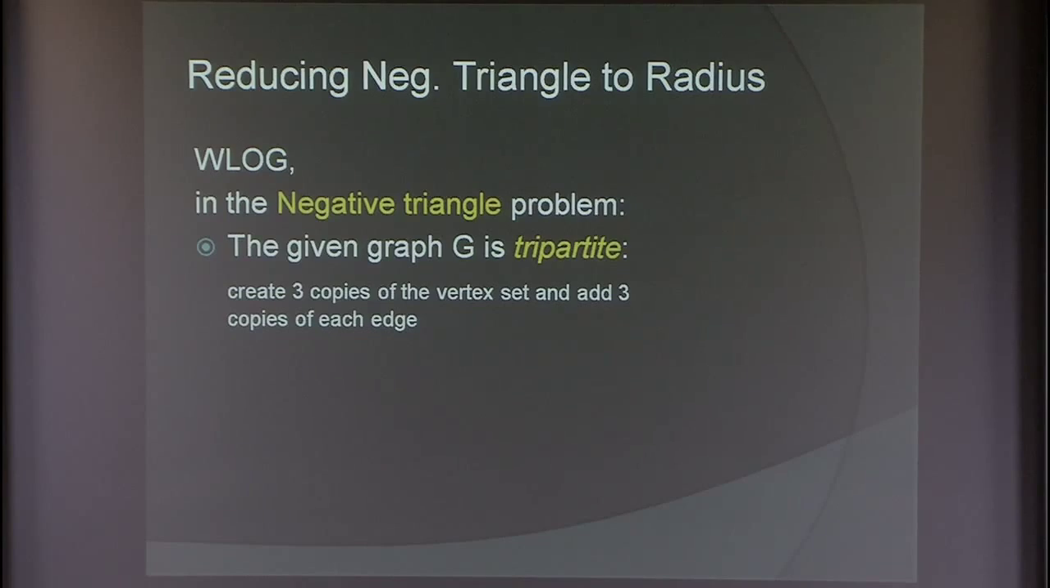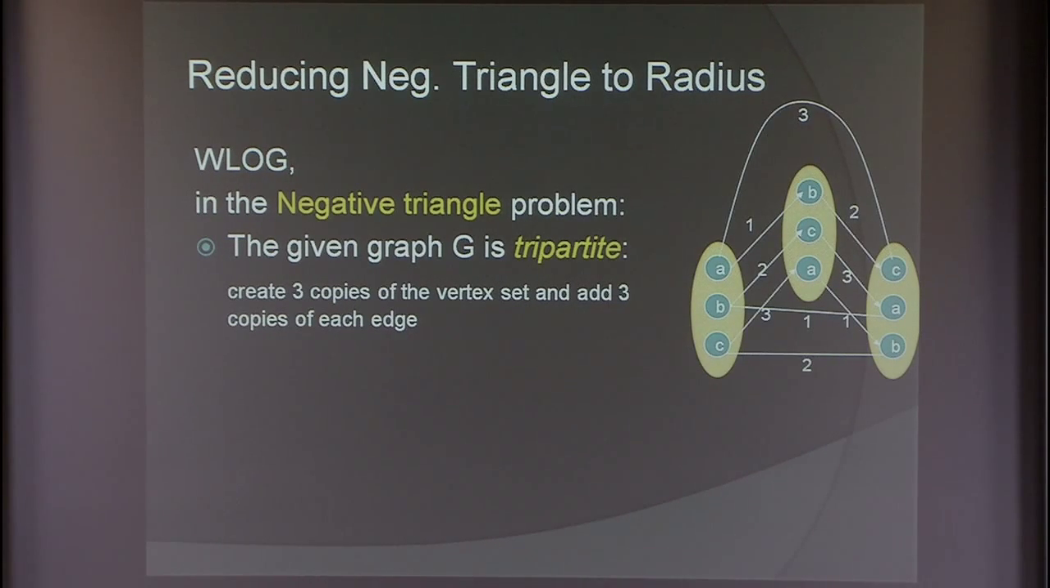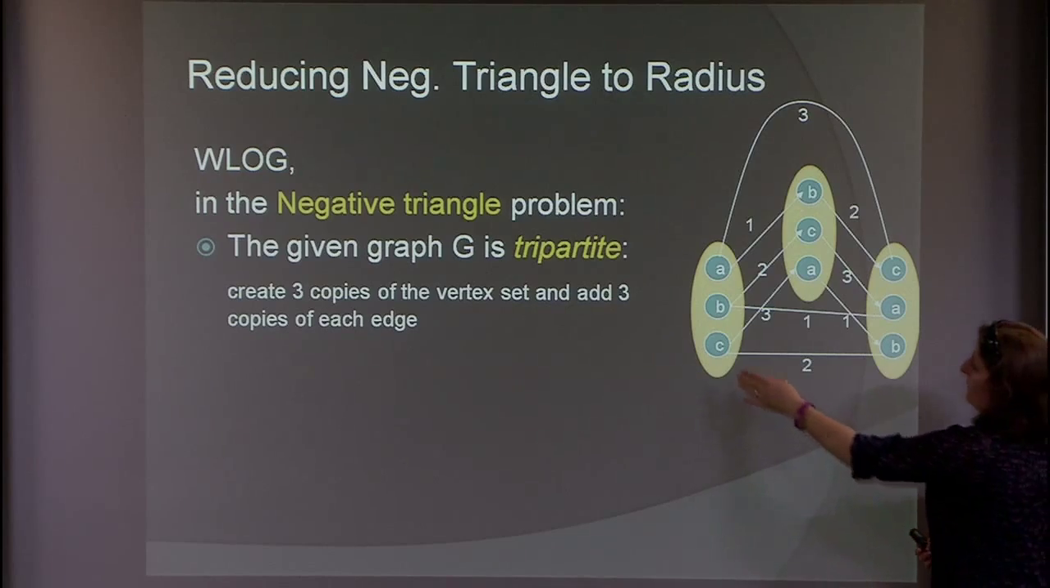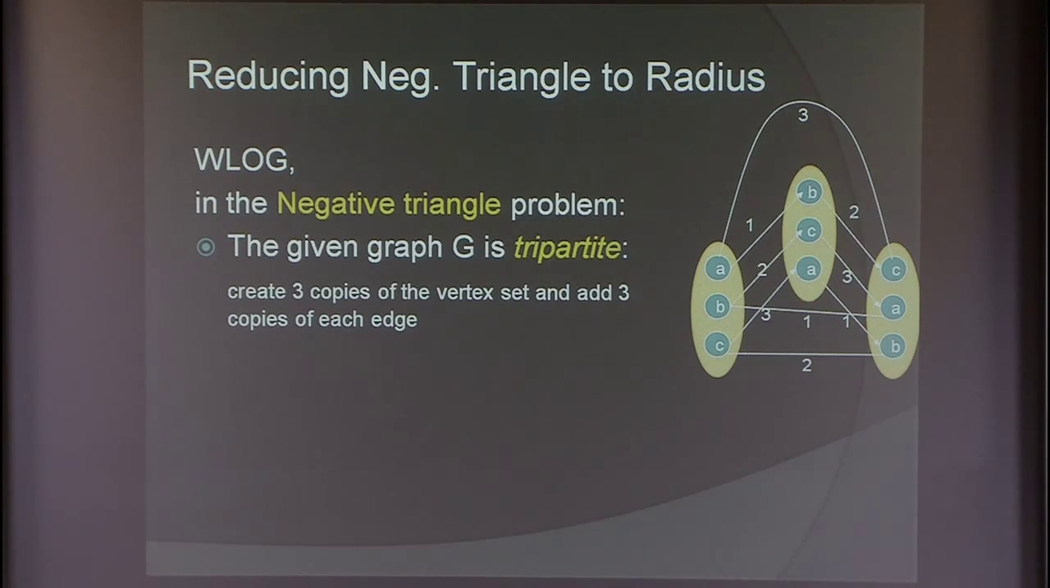The first thing is, as we've been doing so far, we can assume the graph is tripartite, just because we can just triple all the nodes and put a copy of each edge, and the number of triangles is preserved in a constant factor, and everything still works out. Okay, so we can assume this graph is tripartite, and we're just looking for a negative triangle, and it will have a node in each of the partitions.